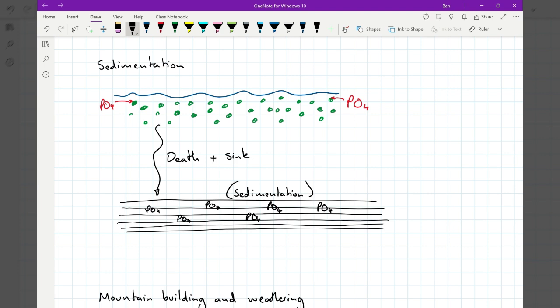Okay, and this means that things like the surface of oceans are going to be phosphorus limited because it's being continuously removed.